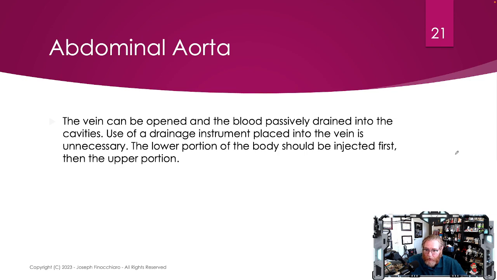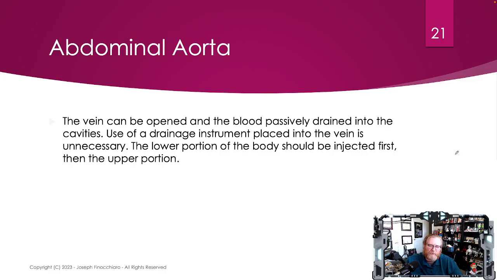The vein can be opened and the blood passively drained into the cavities. Use of a drainage instrument placed into the vein is unnecessary. So essentially, you can just open it, inject, and then drain later, or use an autopsy aspirator. The lower portion of the body should be injected first, then the upper portion. So with infants, legs first if you're using the aorta, then the rest of the body.